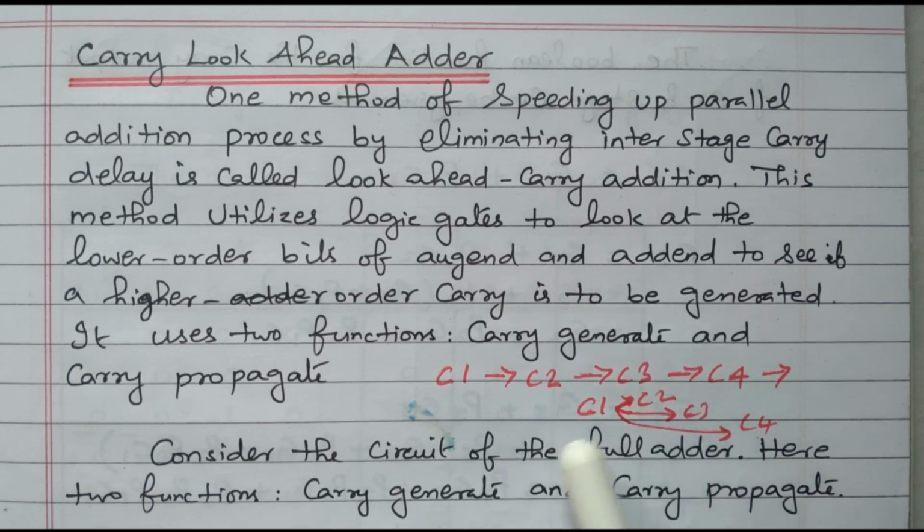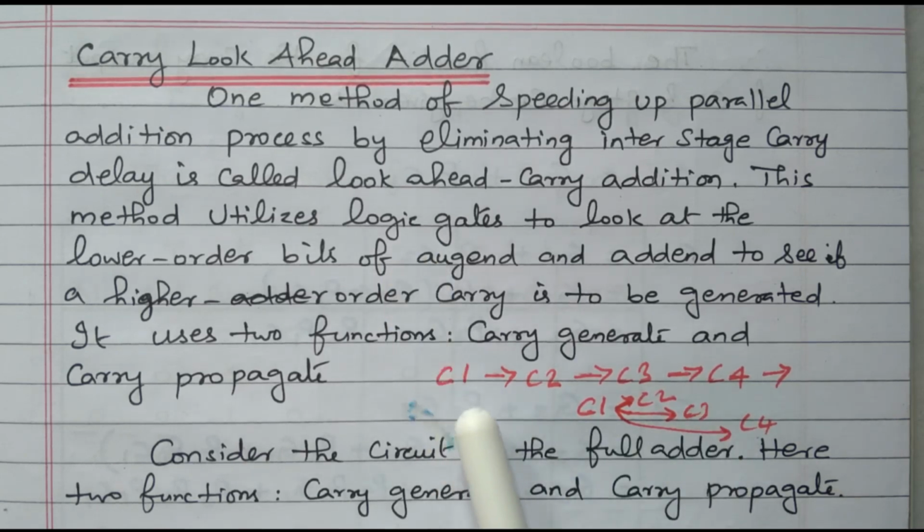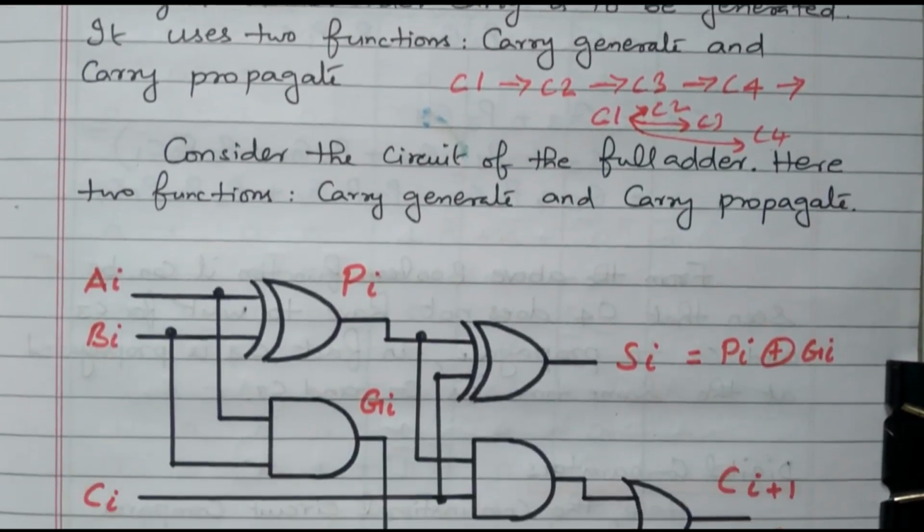But in this carry look ahead adder, once C1 is generated, parallelly we can generate C2, C3 and C4. C4 has no need to wait for C3 and C2. Once C1 is generated, C2 is also generated parallelly, and C3, C4 also. So that is the advantage of this adder, right? All the carries are generated irrespective of the previous stage. That is done by the logic gates, using the two functions, carry generate and carry propagate, Gi and Pi. Right, now we will see the logic diagram.